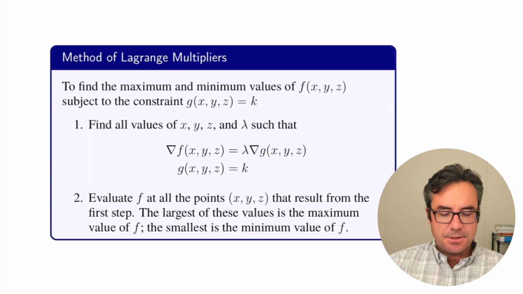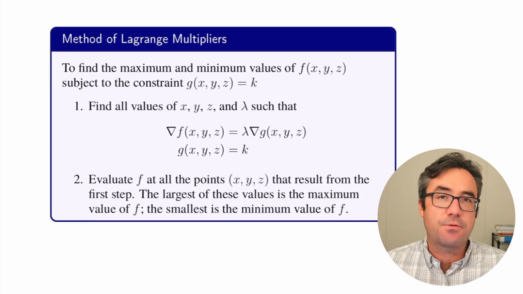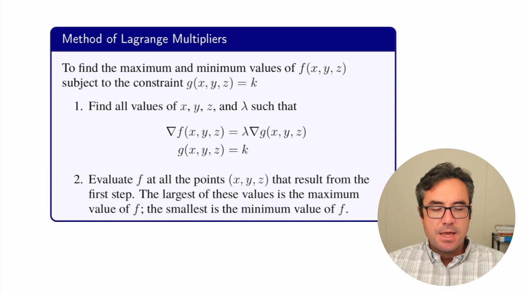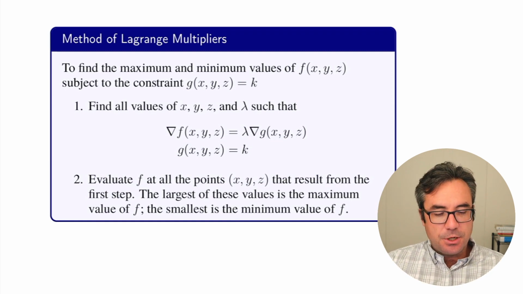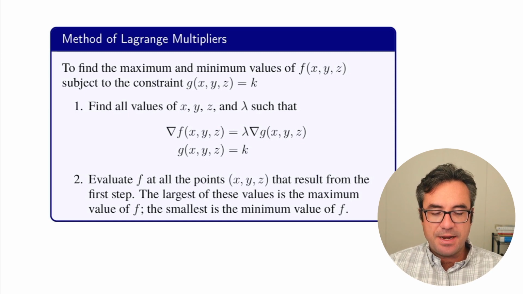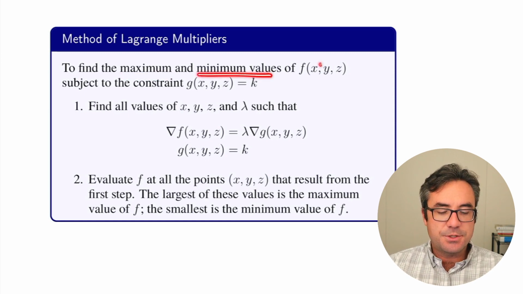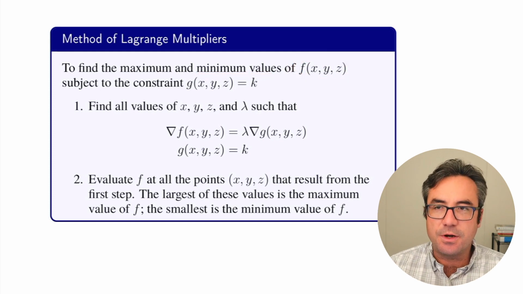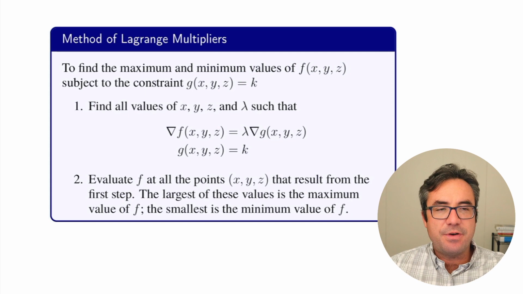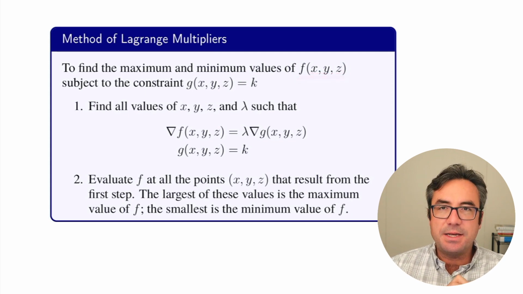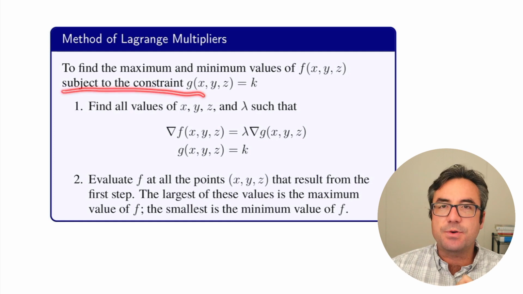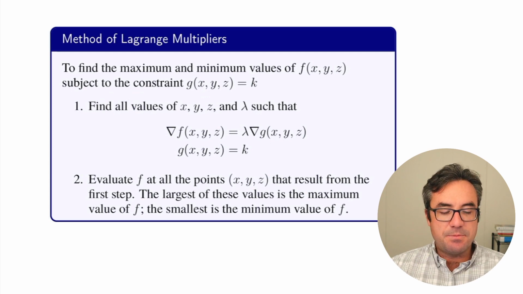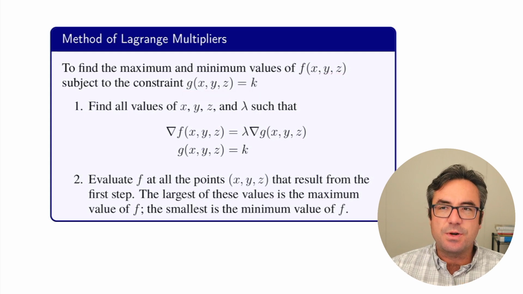But let's look at an actual statement of what the method of Lagrange multipliers is and what it's going to help us do. We're going to be interested in finding the maximum or minimum values of a 2 or 3 variable function usually. As it's written here, f of x, y, z. So we want to maximize or minimize this function subject to a constraint. So Lagrange multipliers is going to help us find the maximum or minimum for a function subject to a constraint.